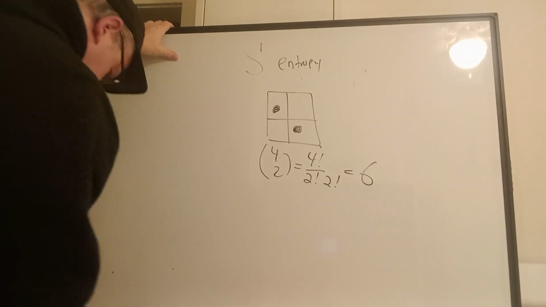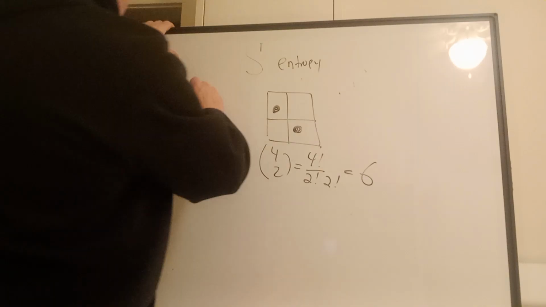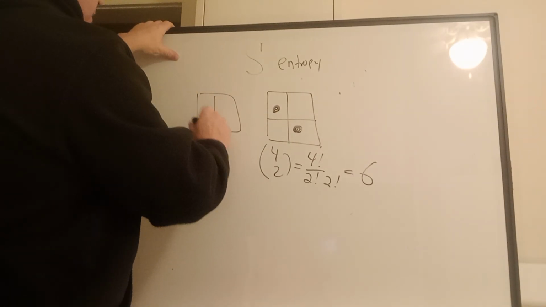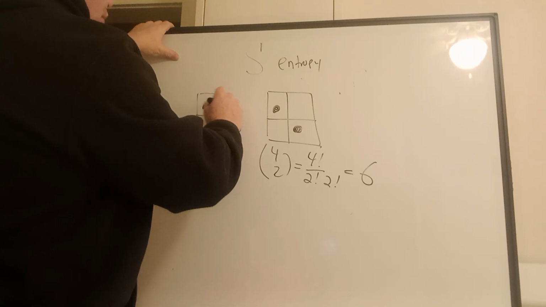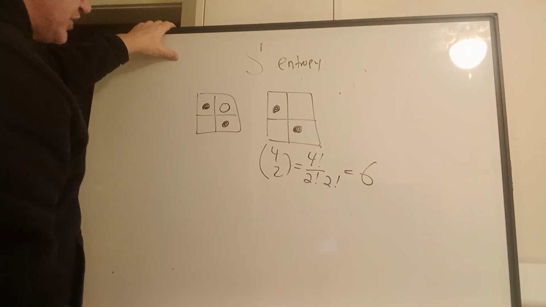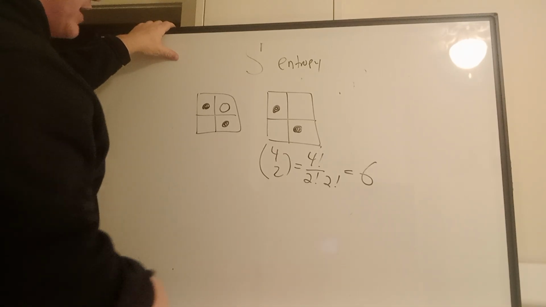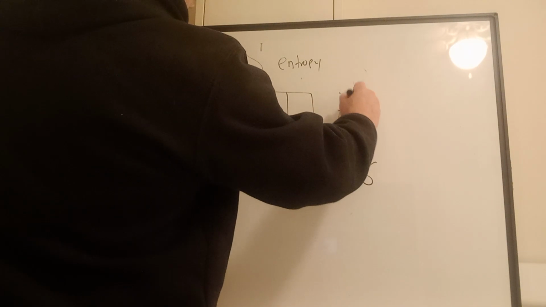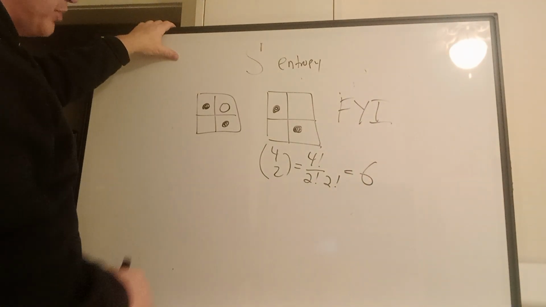Now let's do something a little different. Let's take the case where we have 4 grids, 2 black balls, and 1 white ball. What this ends up being is a little different. It would be in mathematics what we call a multinomial coefficient. Again, this is FYI in terms of the math. I just want you to get the concept here.